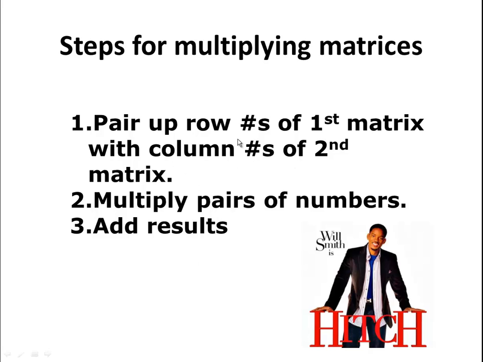We pair up the rows of the first matrix with the columns of the second matrix. So we're doing row column, that RC Cola thing all over again. That's why you saw it on the previous screens. So pair up the rows of the first matrix with the columns of the second matrix. You multiply those pairs of numbers, and then you add the results.